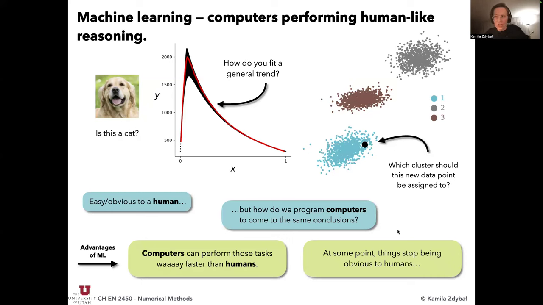And the second advantage is that at some point, things actually stop being obvious to humans. For example, if we have a data set that has 100 variables, maybe not just two, X and Y, but 100 of them, then how do you find a pattern in such a high dimensional space? You cannot visualize that. And as a human, you just don't have the ability to find patterns in such high dimensional spaces. But we can program computers to still find some meaningful patterns in the data.